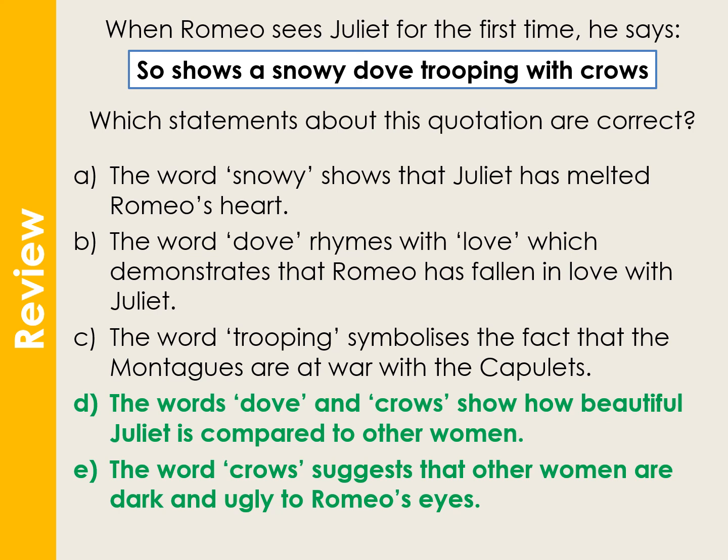Hopefully you picked out D and E. So the words dove and crow show how beautiful Juliet is compared to other women, and the word crow suggests that other women are dark and ugly to Romeo's eyes.